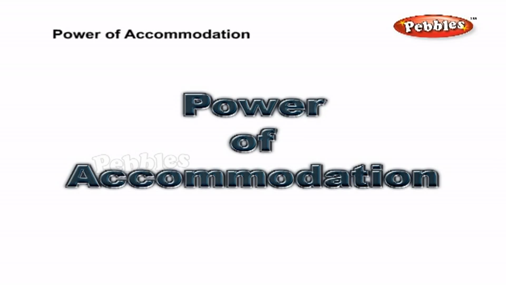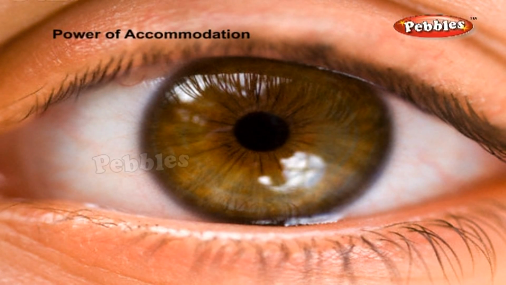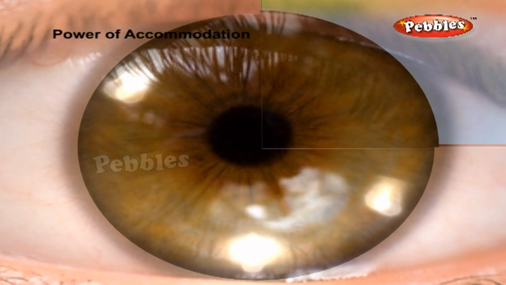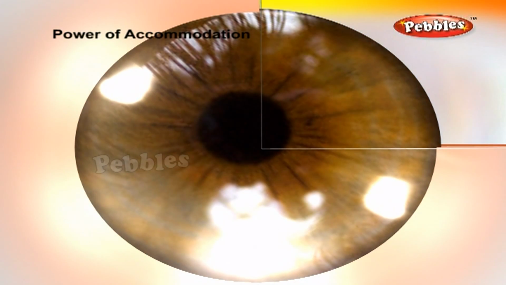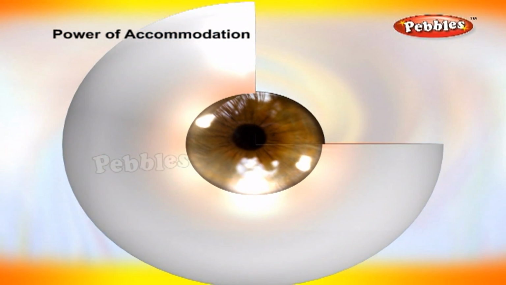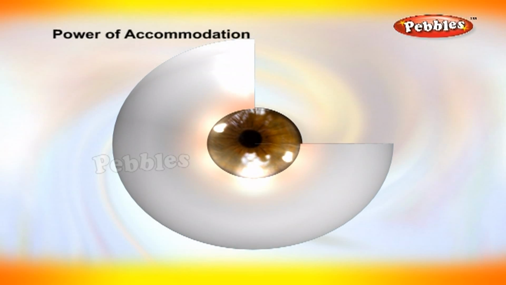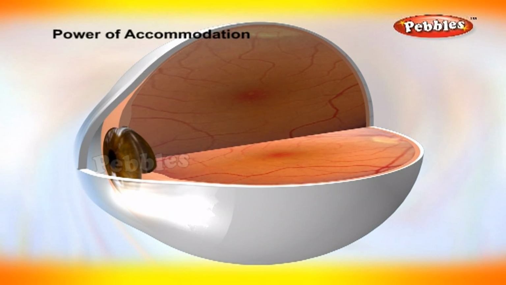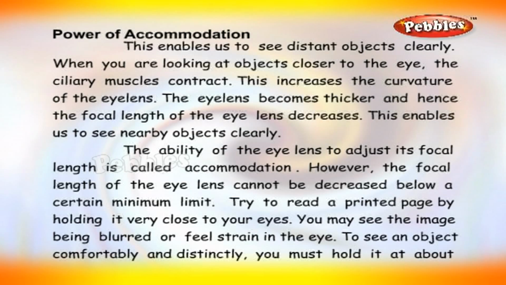Power of accommodation. The eye lens is composed of a fibrous, jelly-like material. Its curvature can be modified to some extent by the ciliary muscles. The change in the curvature of the eye lens can thus change its focal length. When the muscles are relaxed, the lens becomes thin. Thus, its focal length increases. This enables us to see distant objects clearly.